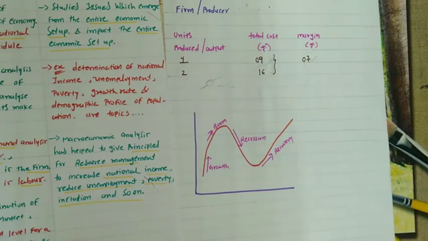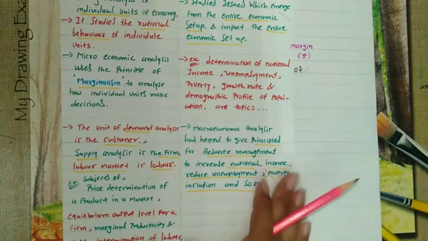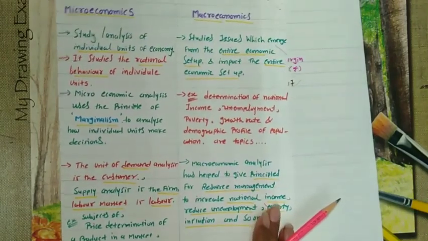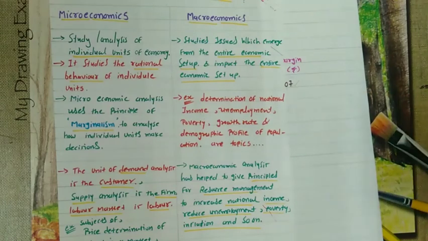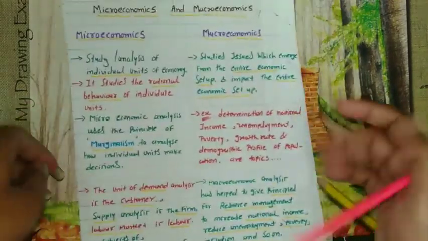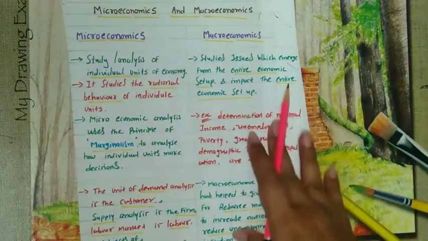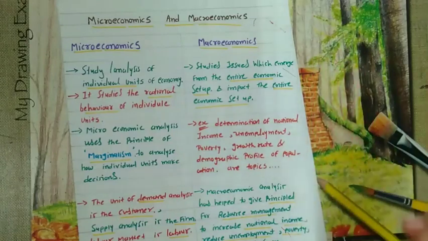So that's it, macro and microeconomics. Micro means small, macro means large. Microeconomics studies individual units, and macroeconomics studies the entire economic setup, the issues which emerge within the entire economic setup. I hope this point is clear to you. It is a very important difference. You will be asked in the exam. Be ready and learn.